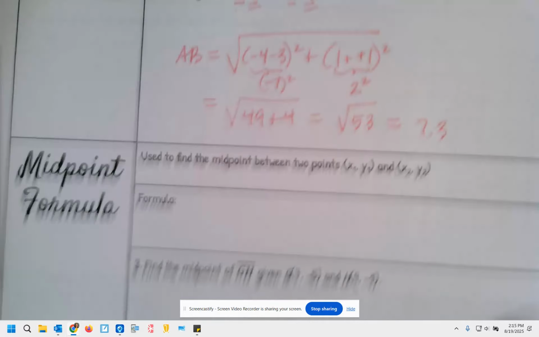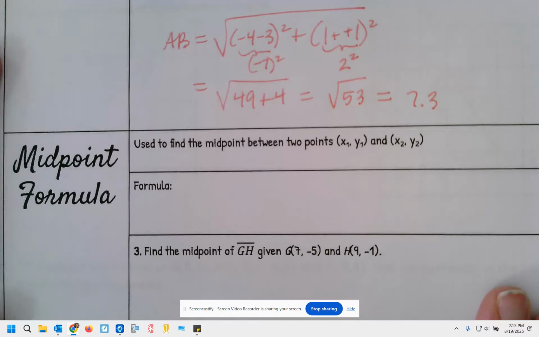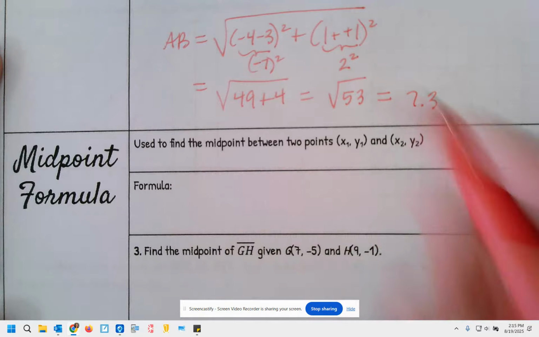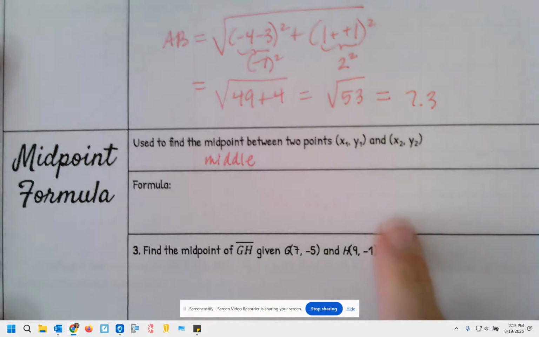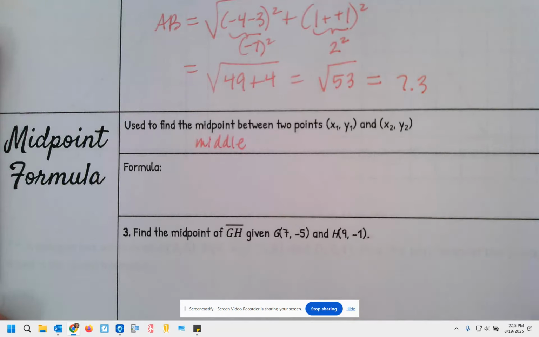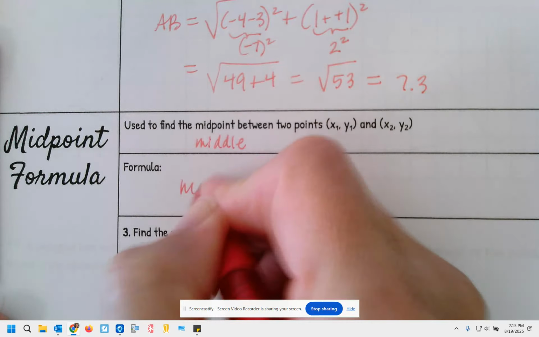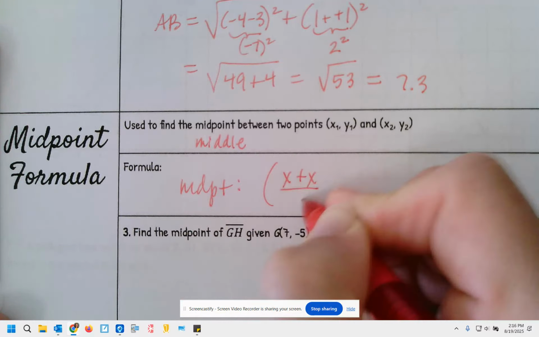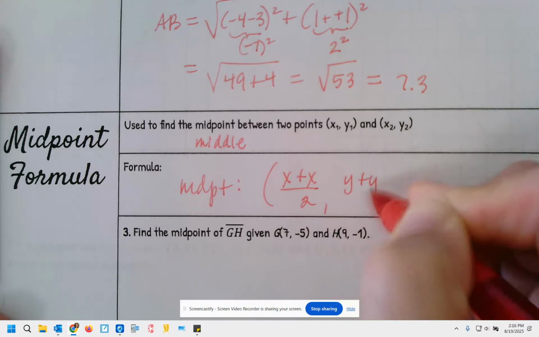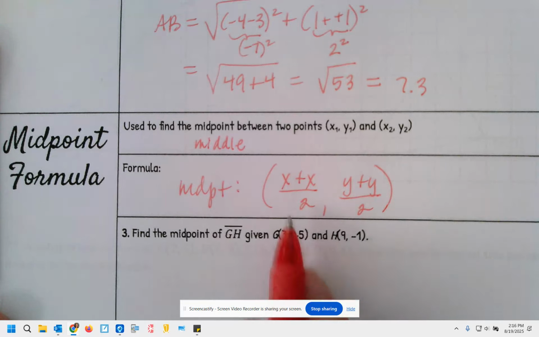The midpoint formula is a little less complicated. So if you're trying to find the midpoint or the exact middle of a segment, you're just going to take the x's, add them together, divide by 2. You're going to take the y's, add them together, divide by 2. I'm not even going to put the little subscript 1 and 2's because the order doesn't matter. Add the x's, divide by 2. Add the y's, divide by 2.